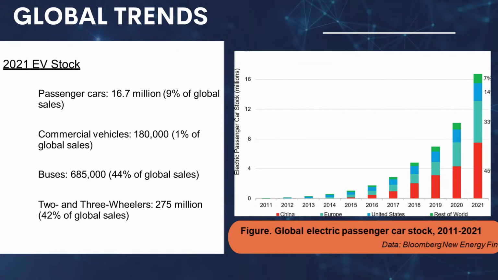These trends are driven by factors like government policies to reduce pollution and combat climate change, improvements in battery technology, and development of charging infrastructure. First we will see the 2021 EV stock. In 2021, more people around the world started using electric cars and other vehicles.